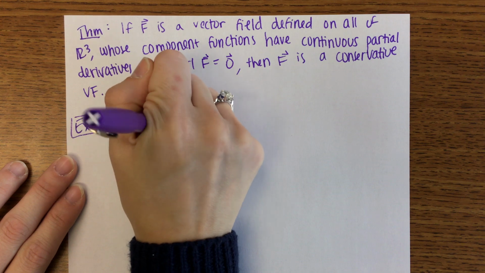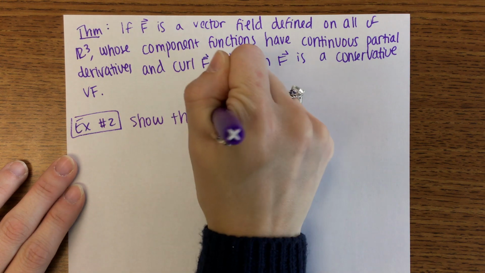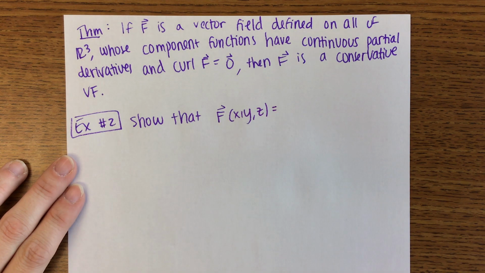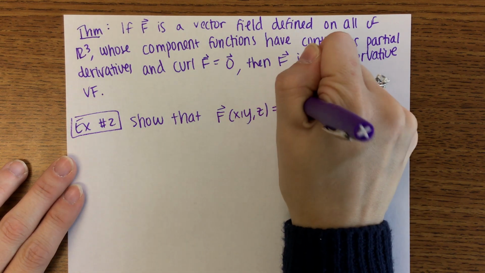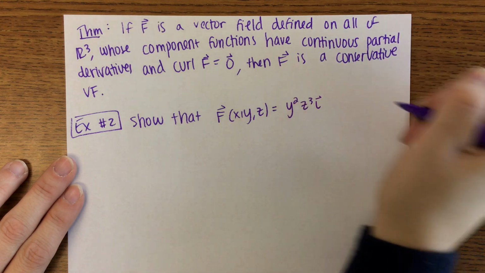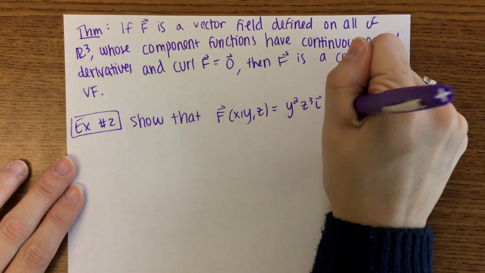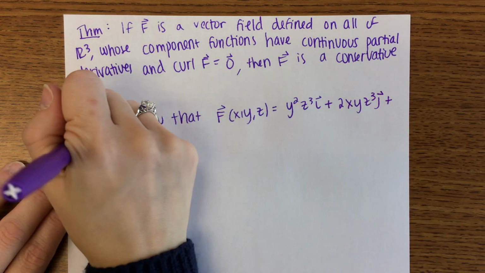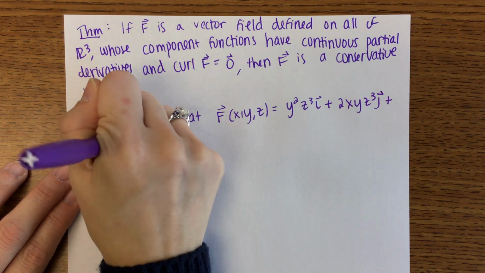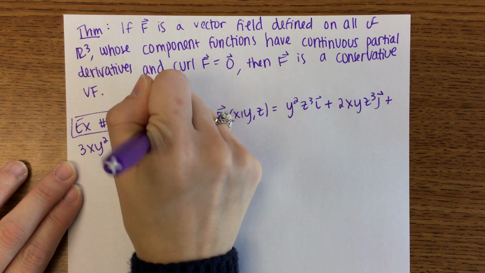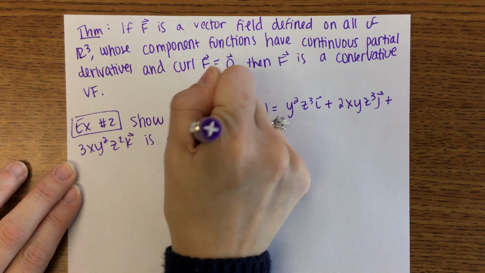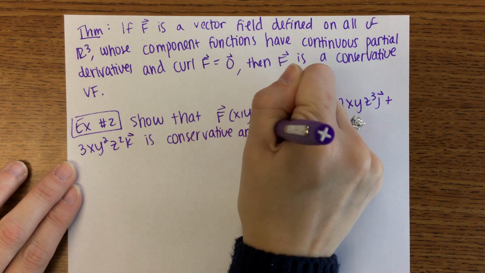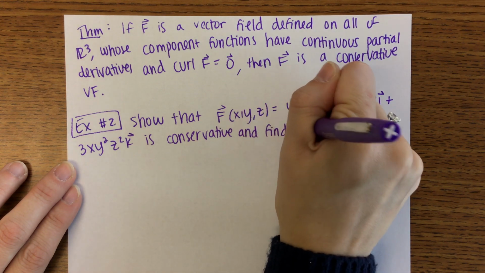Okay, we are going to show that the following vector field, y squared z cubed i plus 2xyz cubed j plus 3xy squared z squared k, is conservative, and find the potential function.